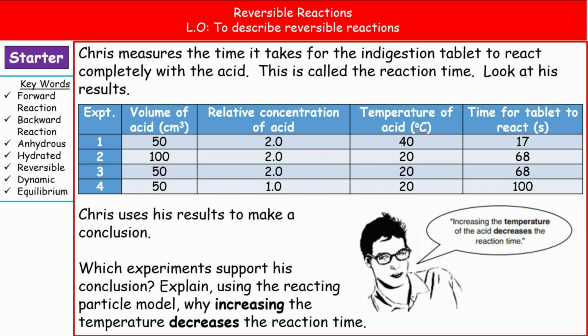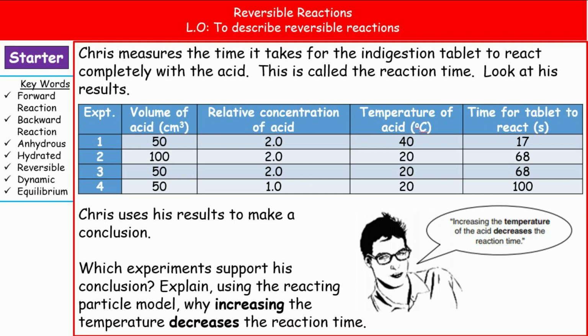What we're going to be doing in today's lesson is having a look at reversible reactions. So what we're actually moving on to is the third and final part of C5, which is all about equilibria. To start us off though, what we've actually got here is an example of a 6-mark question.